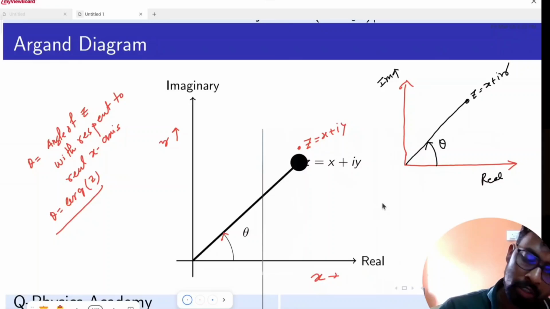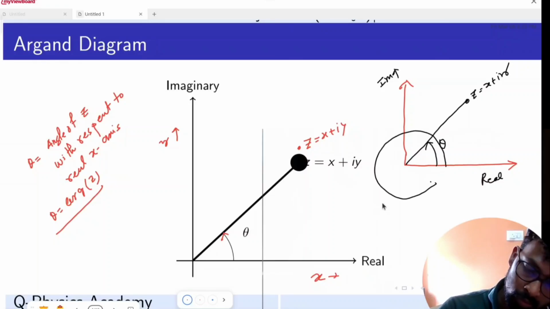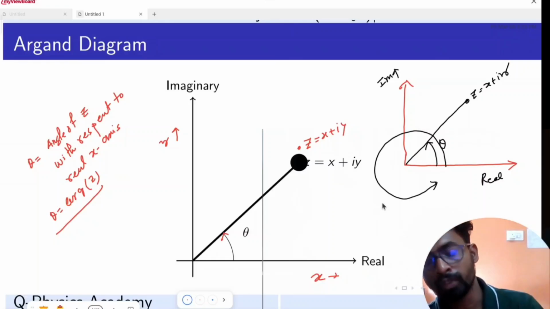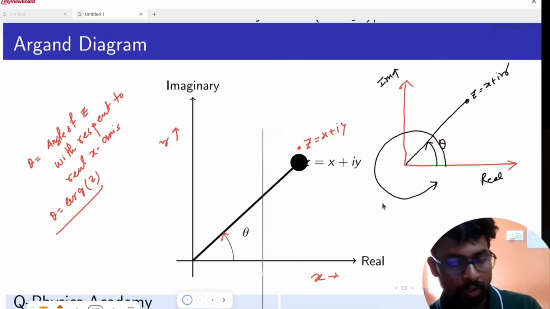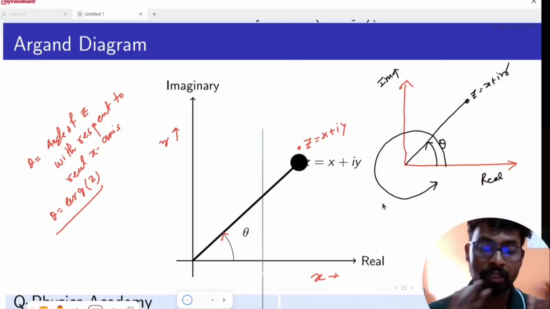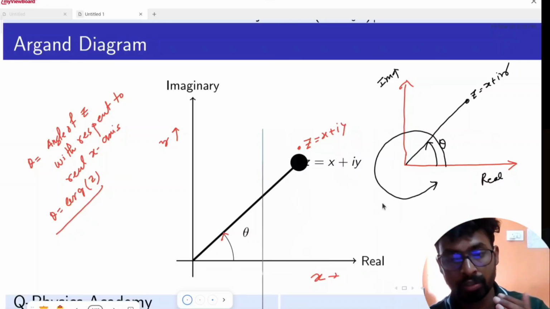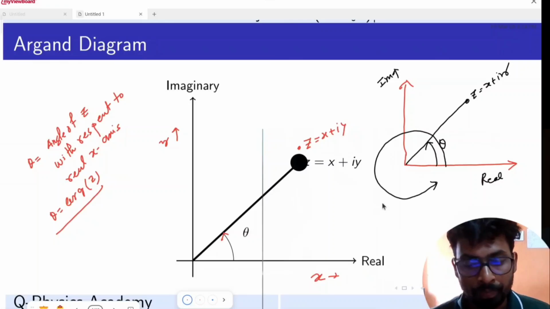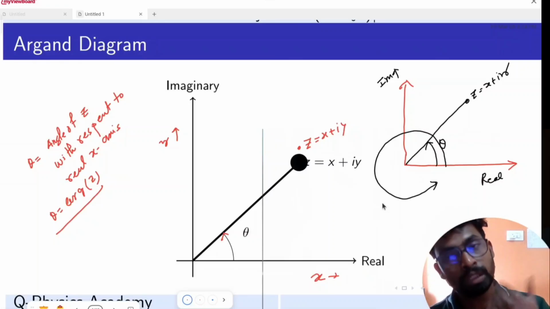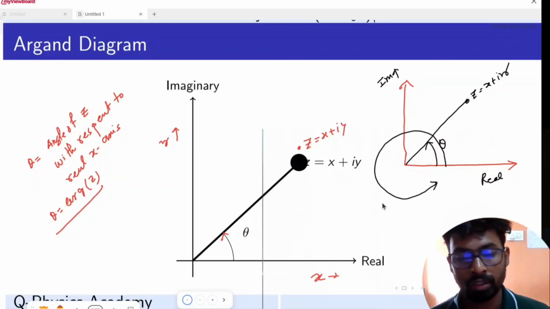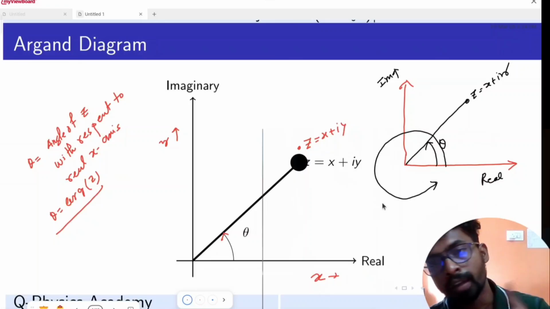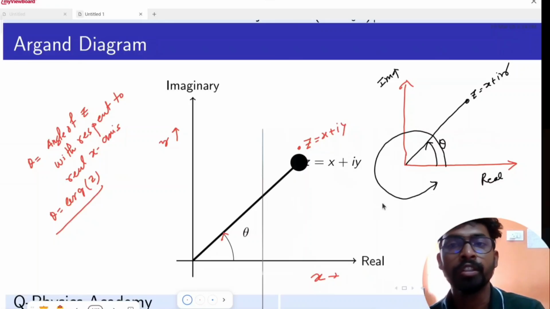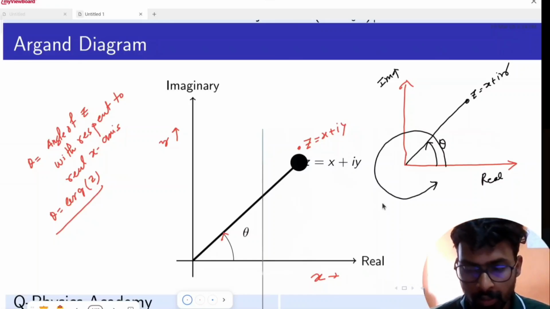Just be clear, this theta has a value if the complex number is in the first quadrant. If the complex number is in the second quadrant, then theta has another value, this is pi by 2 plus theta. If the complex number is in the third quadrant, then theta has another value, and again if the complex number is in the fourth quadrant, theta has another value. So you always have to calculate from the real axis.